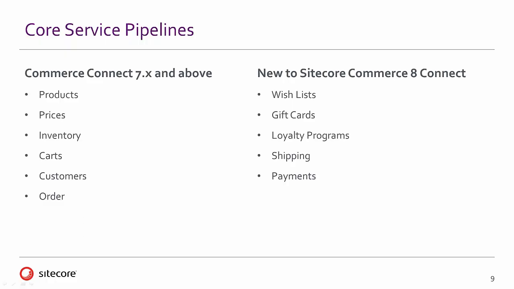So what's really at the core of Sitecore Commerce Connect? Well, it's really the pipelines. And for Sitecore Commerce Connect 7 and above, these are products, prices, inventory, carts, customers, and orders. For Sitecore Commerce 8 Connect, these include new pipelines around wish lists, gift cards, loyalty programs, shipping, and payments.